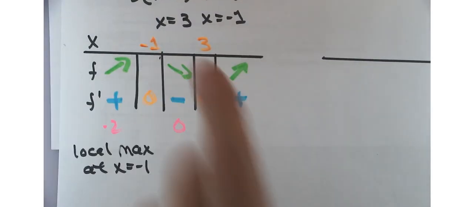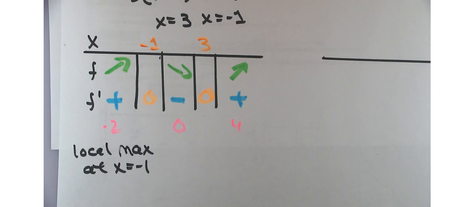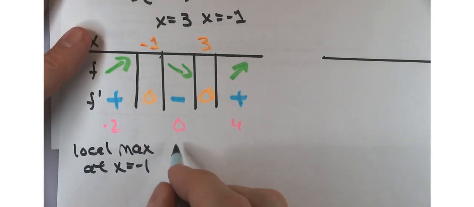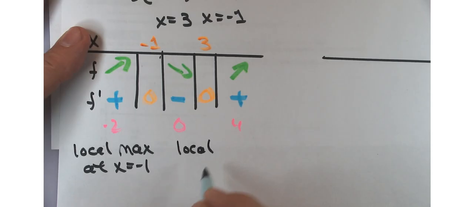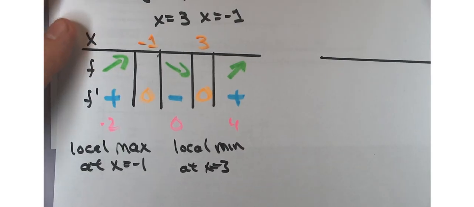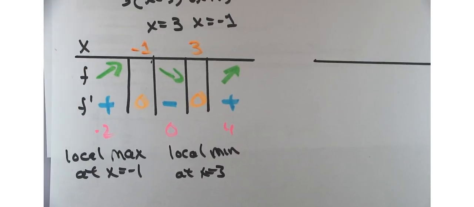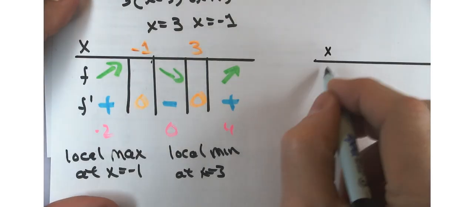How about the story over here at 3? What's going on at 3? Yeah, you've got a local min. All right, at least a local min. Just going to depend on problems. Local min at x equal 3. Wow, that's kind of cool. Let's put that to the side for the moment. Let's work with the second derivative.